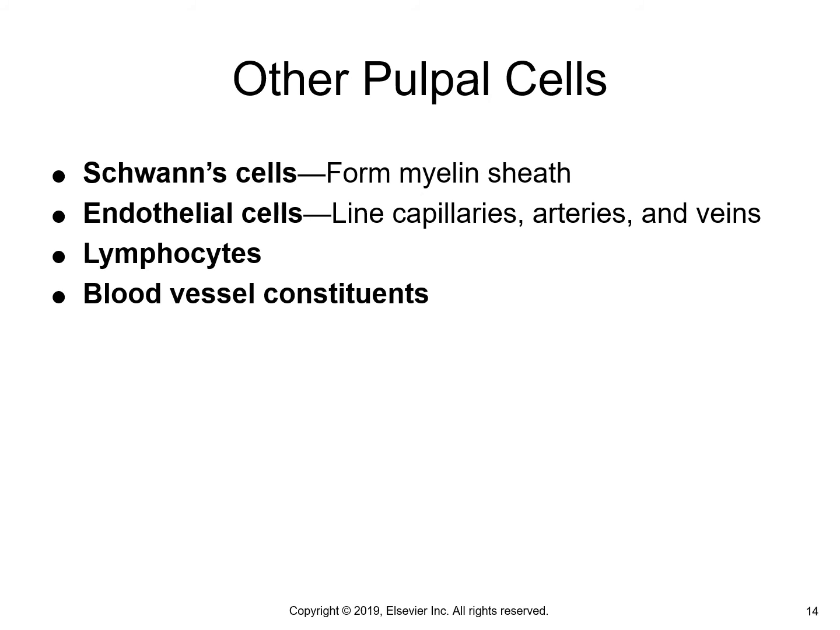Some other pulpal cells that you might see are Schwann cells, which form the myelin sheath that covers the nerves. Endothelial cells will be important for the epithelium that lines the capillaries, arteries, and veins. Lymphocytes are for draining of infection and keeping things cleaned, and blood vessel constituents.